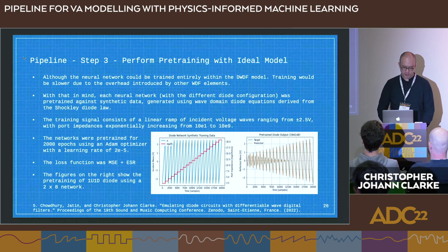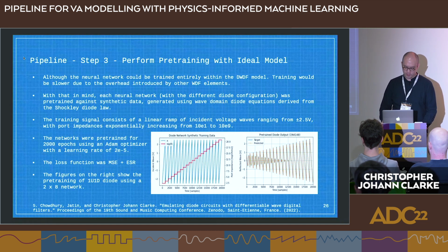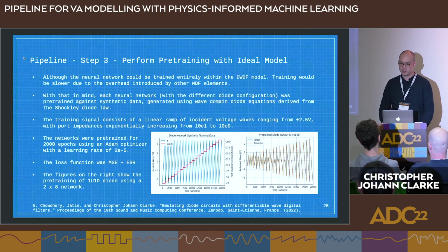You can see the data used to train the model. The model was trained for 2,000 epochs with the Adam optimizer, and these figures on the right are from the 2x8 model's pre-training. We used a combination of mean square error and error to signal ratio as our loss function. This model's trained parameters were then used as the initialization weights and biases for the DWDF network's training of the real circuit.